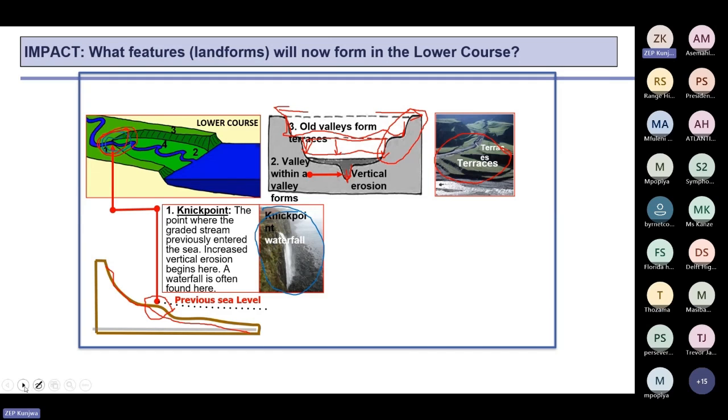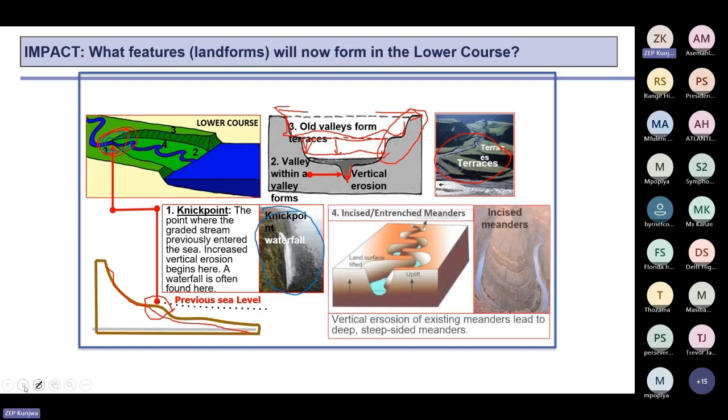Let's try and look at the incised meanders now. Remember, this is the impact or the features which form in the lower course because of the river rejuvenation. This is what I was talking about here. The river was first flowing here, in that area. And then as the rejuvenation happens, the river starts to dig deep.